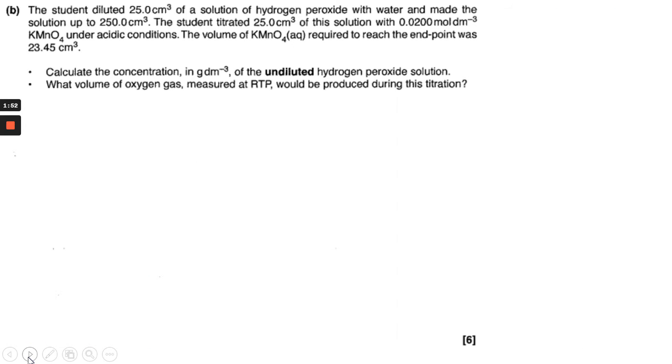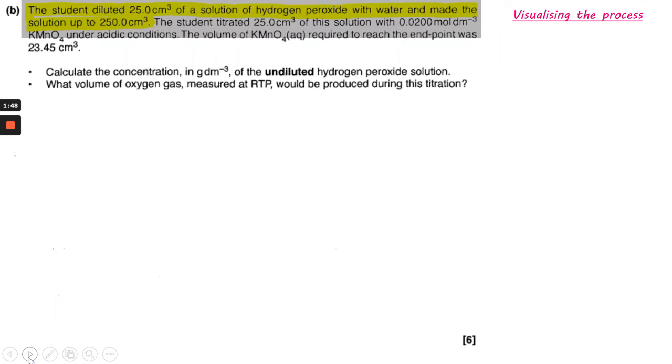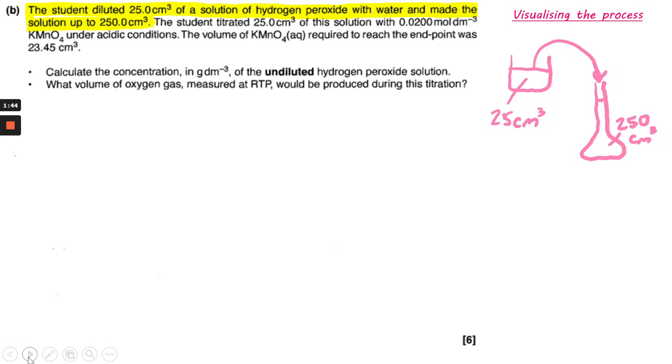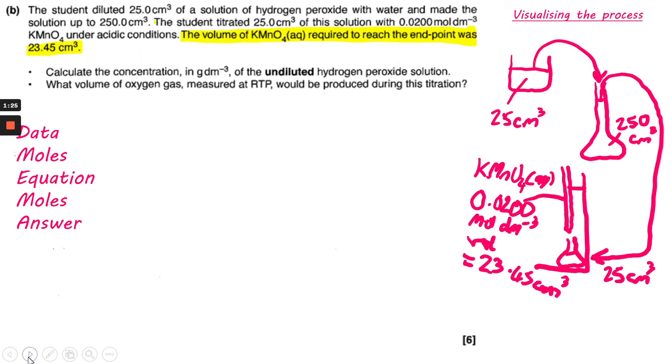Next question is a redox titration. First of all, let's visualize the process. The student diluted 25 centimetres cubed with water and made the solution up to 250. Then the student titrated that with 0.200 moles per decimetre cubed KMnO4. So there's the burette where it goes into, and the average titre would have been 23.45. So it's a data, moles equation, moles answer type calculation.